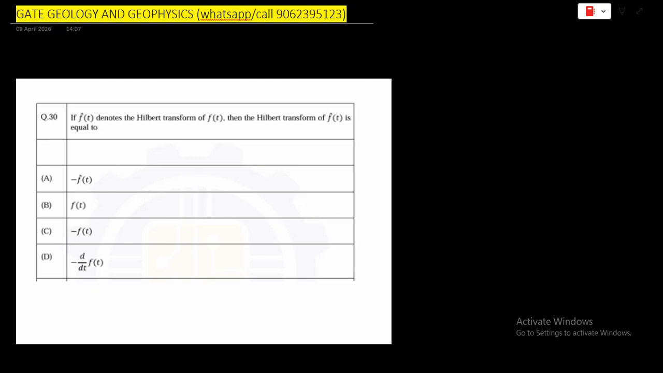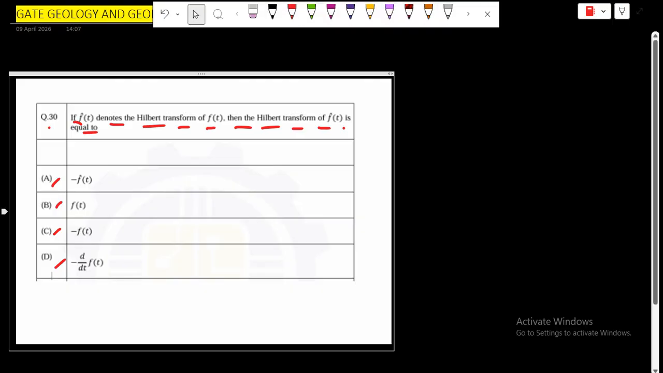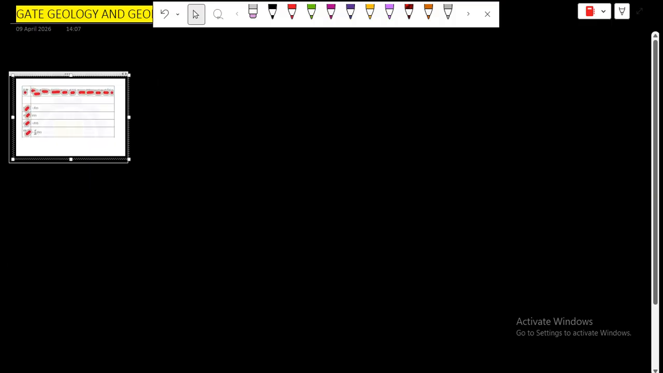Okay, so let's look at this question number 30. The question says, if cap T denotes the Hilbert transform of f(t), then the Hilbert transform of f cap T is equal to what? There are four options and we have to find out the correct one for this particular question. Okay, so now we are talking about the Hilbert transform.